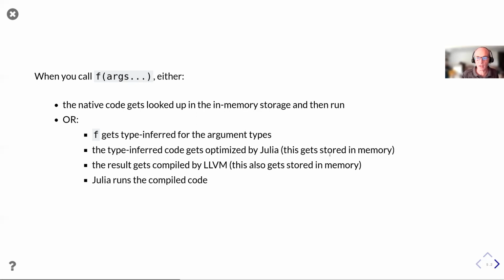That type inferred code gets optimized. So this is like the optimize equals false stage of code typed, and this is like the optimize true. It's an additional step of optimization that happens. And then the result gets compiled by LLVM. And then finally, Julia will run the compiled code. And then the next time you just go straight to here, which is basically the same step as this one here, right? Okay. So that's an overview of Julia's overall pipeline of how it works under the hood.